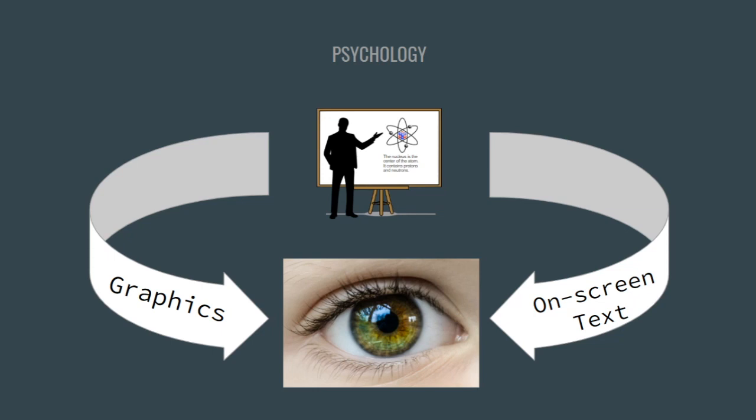When shown a slide with both on-screen text and graphics, the learner must use their visual channel to process both pieces of information. The text and graphics then compete against each other because of the channel's limited capacity. As a result, there's an overload of visual information.